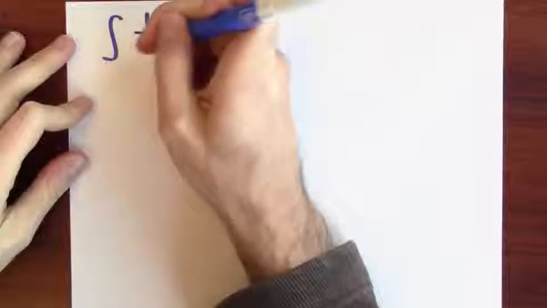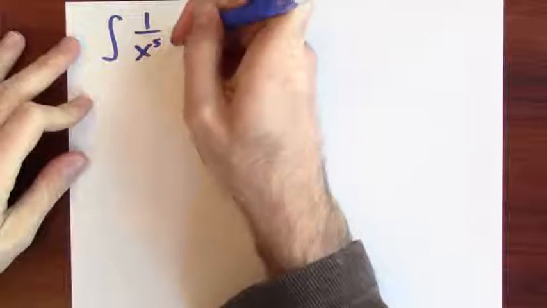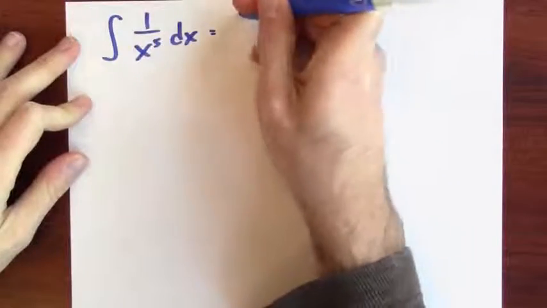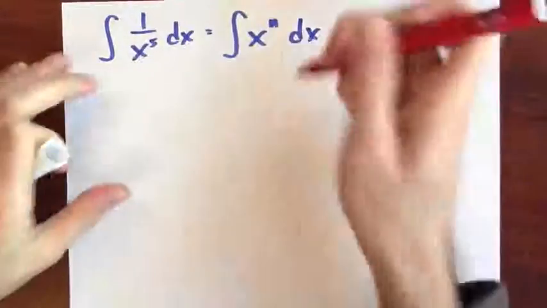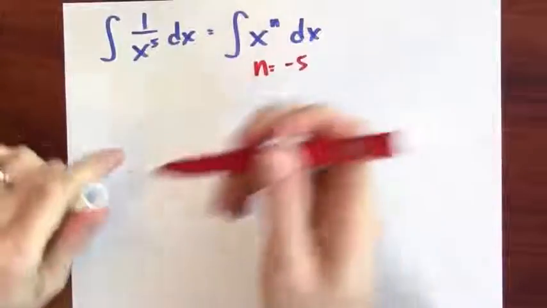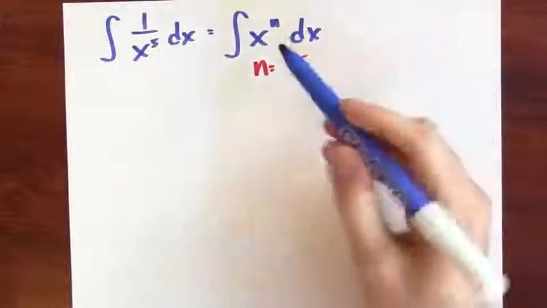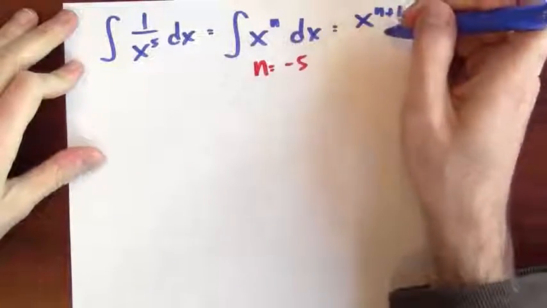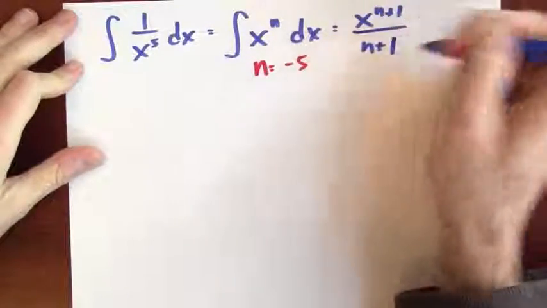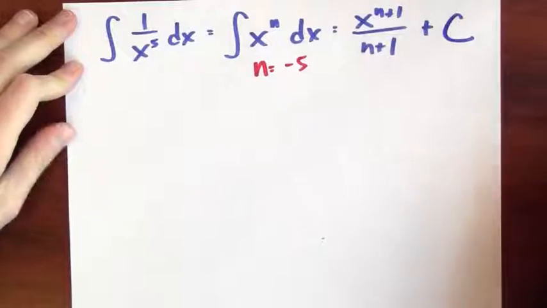I should be careful to point out something here. Well, here's a potentially subtle issue. Let's suppose I want to antidifferentiate 1 over x to the 5th. Right? Well, I could write this as antidifferentiating x to the n, right? Well, just for some value of n, right? n here is -5. Now, the power rule tells me how to antidifferentiate x to the n. It's x to the n plus 1 over n plus 1 plus c.